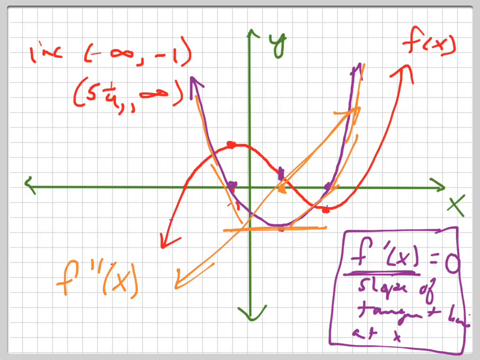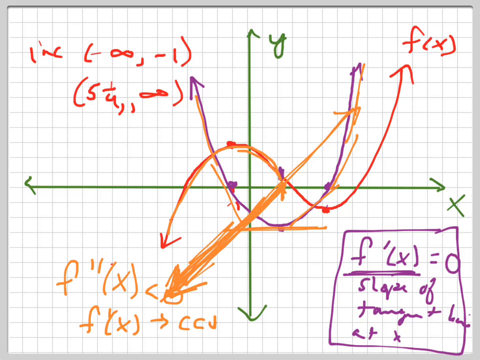Okay. And what do you notice about the double derivative to the left of that point right there? What are the values of the double derivative to the left? Negative. And what does that mean about your original graph, the red graph? When the double derivative is negative, it's concave down. F of x is concave down. And look at the red graph. It's concave down.